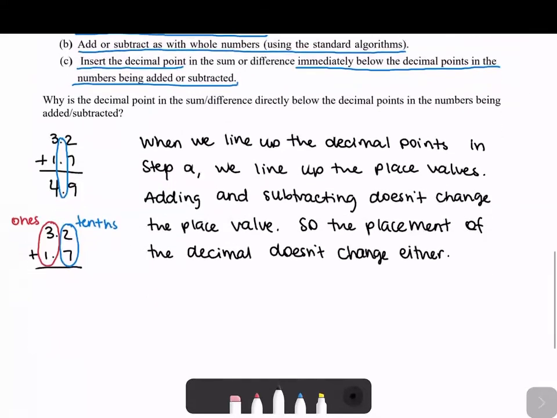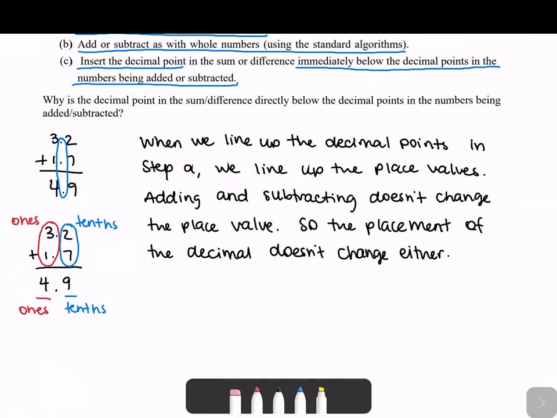The placement of the decimal doesn't change either, right? When we add the tenths, when we add 2 tenths and 7 tenths, we still get 9 tenths. So it needs to be in the place immediately after the decimal. And when we add 3 ones and 1 one, we get 4 ones. So this 4 still is in the ones place, and this 9 is in the tenths place. So it doesn't change. We still need the 9 to be directly to the right of the decimal, and we still need the 4 to be directly to the left of the decimal. None of that changes when we add things or when we subtract things.